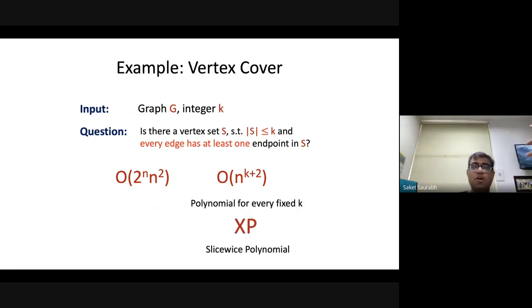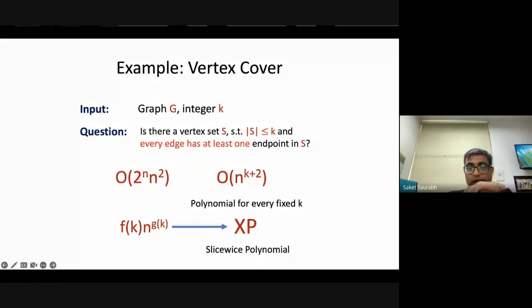So if you're looking for a 3-size vertex cover, then this algorithm runs in n to the power 5 time. If you're looking for a 25-size vertex cover, then this algorithm runs in n to the power 27. And these are what are called slice-wise polynomial or XP algorithms. In the world of parameterized complexity, we try to design an algorithm with running time f of k times n to the power g of k. And yeah, so this is basically what XP would mean in the current setting.